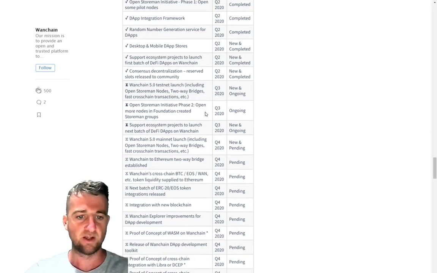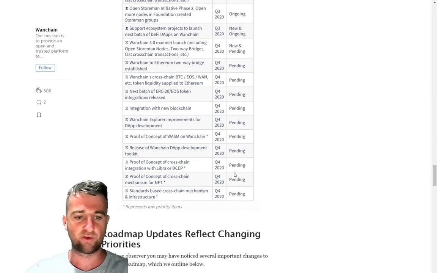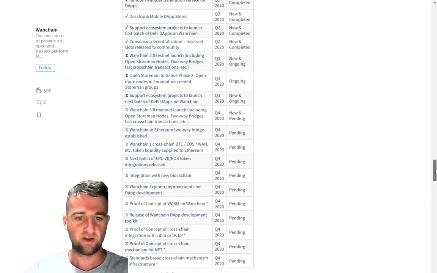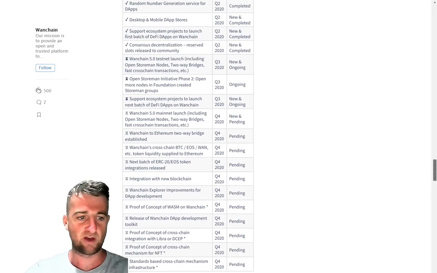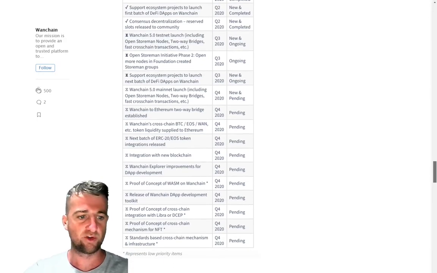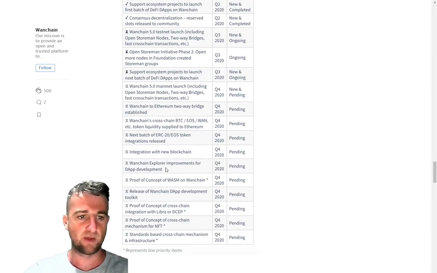And as you can see, we have a lot of work planned out for our future, and this leads us all the way to the end of 2020. And you can see we are getting towards halfway through, but there's still quite a lot more to do, and a lot of that is getting the two-way bridges established from certain chains to certain chains, so from WAN to Ethereum or WAN to BTC and back, and vice versa. But by the end of the year, all that should be completed.